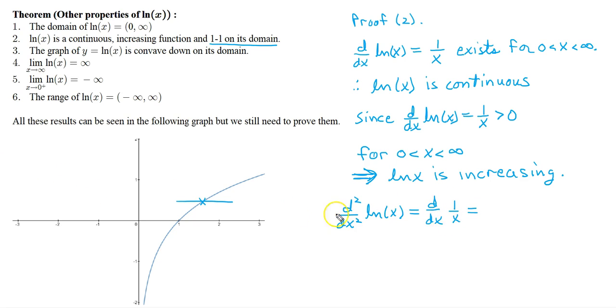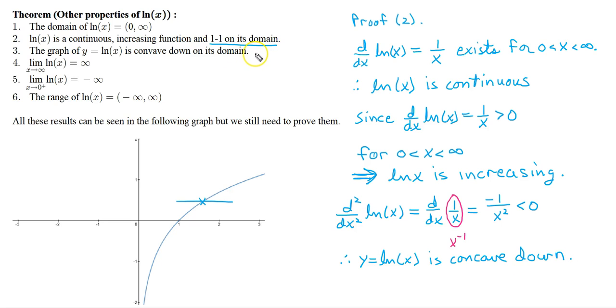And thinking of 1 over x as being x to the negative 1, you just drop the negative 1 down, subtract 1 from the exponent here, and we get negative 1 over x squared, which is certainly negative for all x between 0 and infinity. And so therefore, the graph of our natural logarithm function is concave down. And so that proves part 3. Now let's take a look at the proof of part 4.